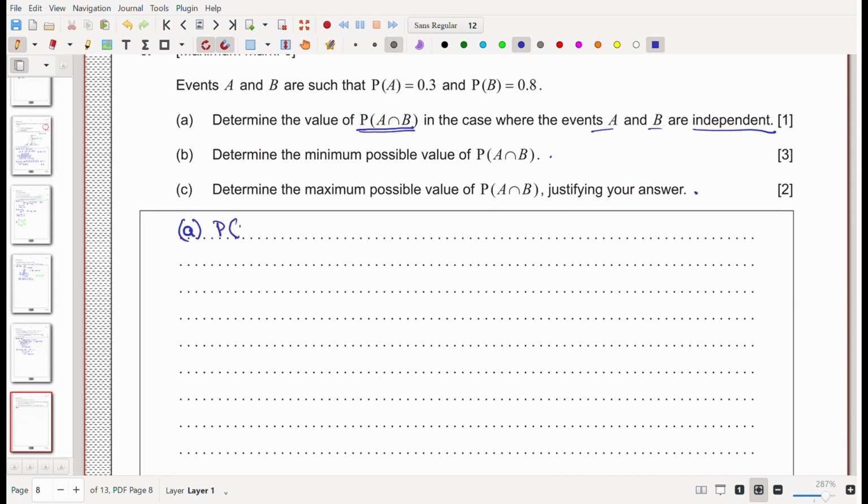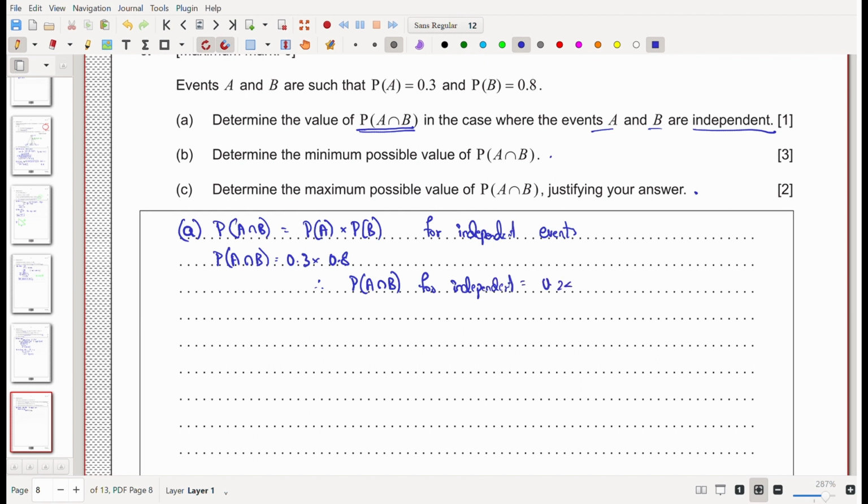So here, when A and B are independent, we're asked to find the value of P of A intersection B. In your data booklet, you'll see a line that says for independent events, P of A intersection B is equal to P of A times P of B. So this means that P of A intersection B is equal to 0.3 times 0.8. Therefore, P of A intersection B for independent events is equal to 0.24. That's it.